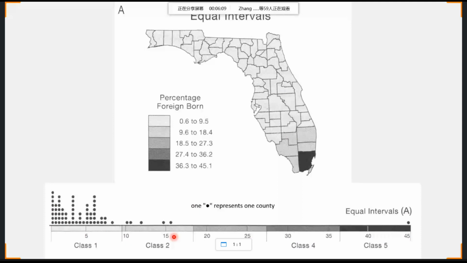With this method, this is one of the disadvantages. You also create classes here without members. So for classes 3 and 4, these 2 shades of gray, you cannot find them in the map because there is no county here for these numbers.